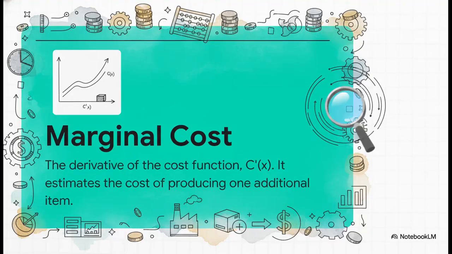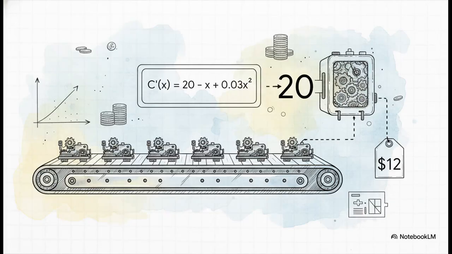In economics, there's this really important concept called marginal cost, and it is, quite literally, just the derivative of the total cost function. It's an incredibly powerful idea that helps a company estimate how much it's going to cost to produce just one more item. So let's imagine this is our company's cost function. To find the marginal cost, we just take the derivative, c prime of x.